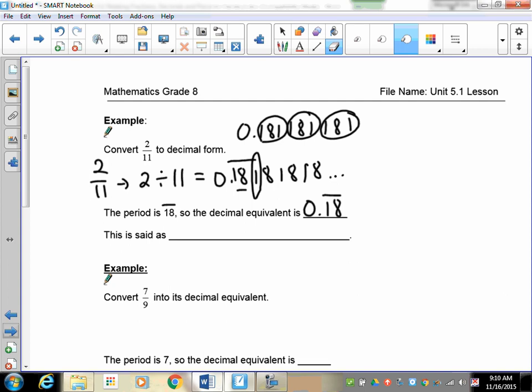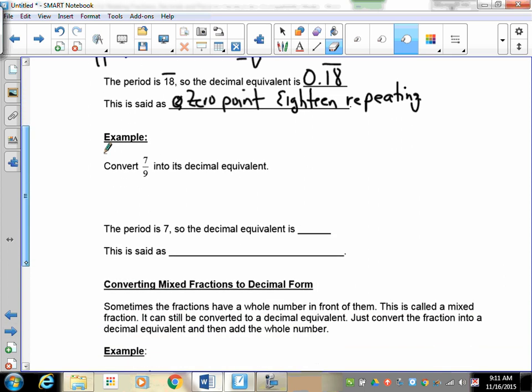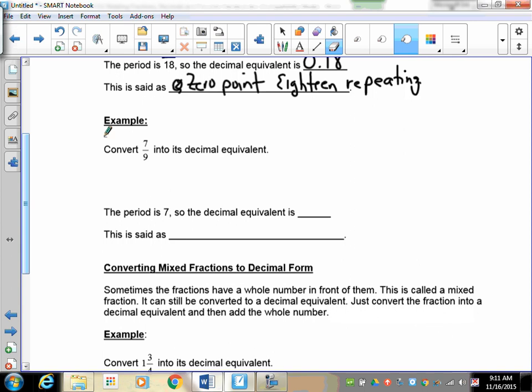And of course, how do we say this? This is 0, I guess I should write it, 0. Now in this case, you could say 1, 8 repeating, or you can go 18 repeating. So if you're talking to somebody and they say, what'd you get? You say 0.18 repeating. Here's another one. Pause the recording and try this one.